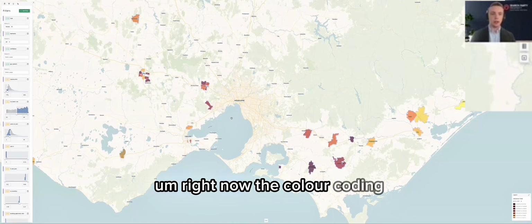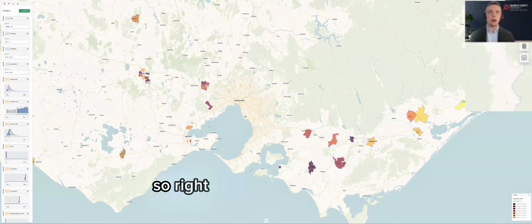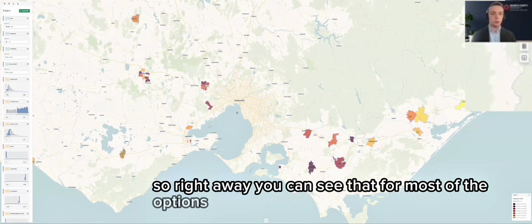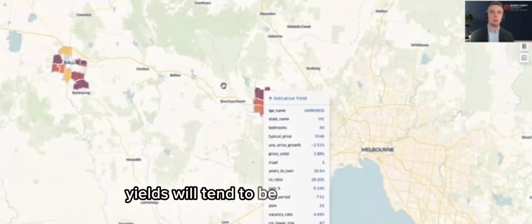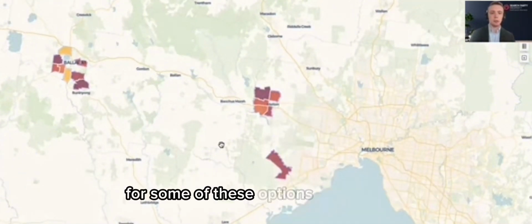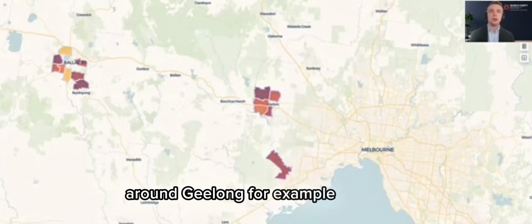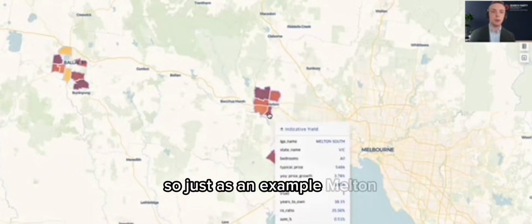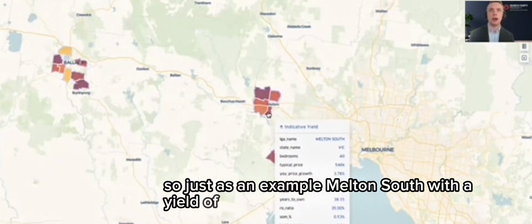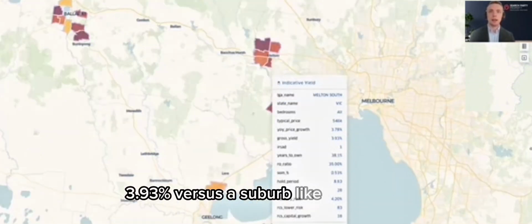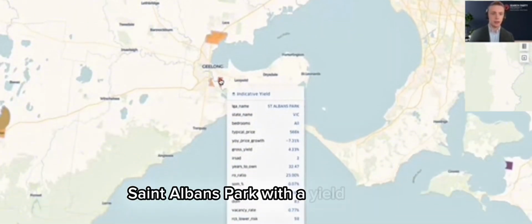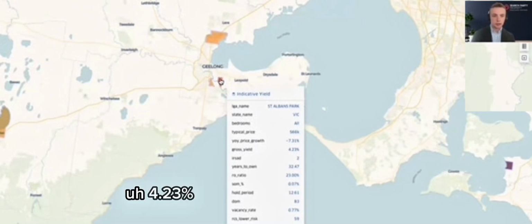Right now, the color coding here is based on yield. So right away, you can see that for most of the options in this cluster to the northwest of Melbourne, yields will tend to be a bit lower than they are for some of these options around Geelong, for example. Just as an example, Melton South with a yield of 3.93% versus a suburb like St Albans Park with a yield of about 4.23%.